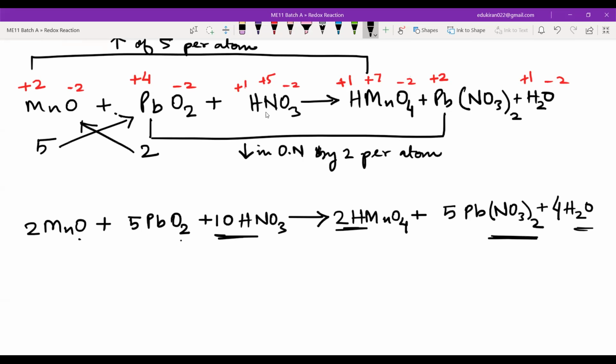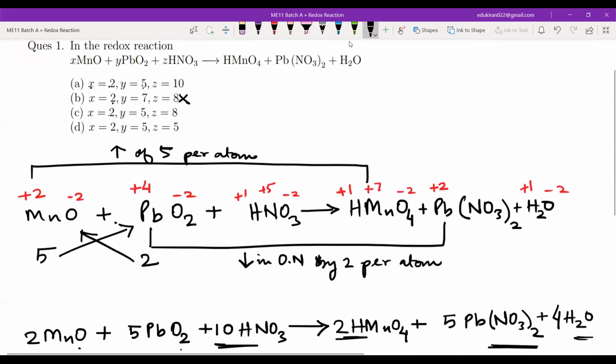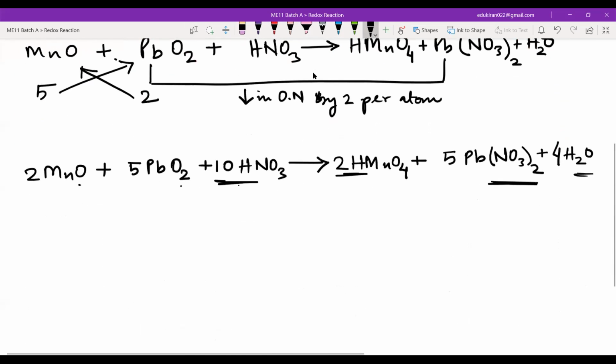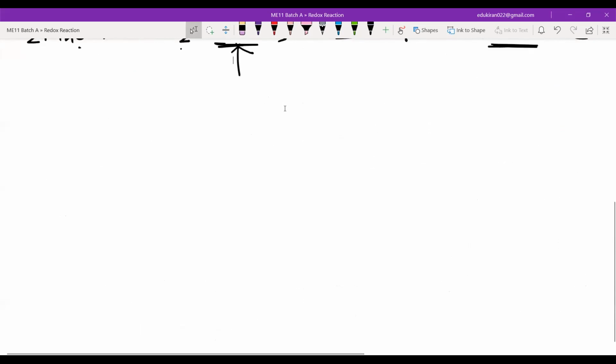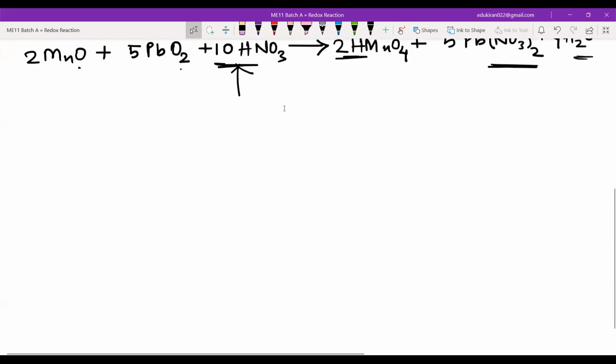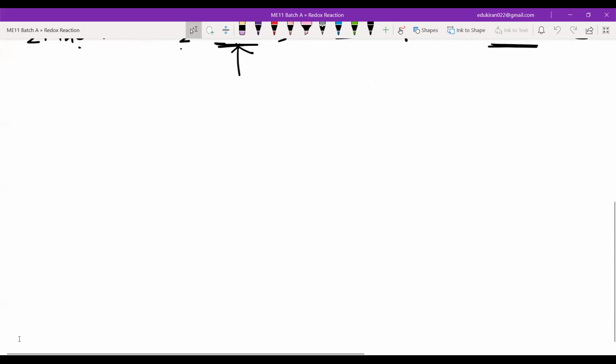Yes, sir. Okay. Now let us write another method, which is the ion electron method, or the half equation or half reaction method, of balancing. Again, we will be directly starting with an example, and then we will be seeing what these steps are slowly. Ion electron method, or it is also known as the half equation method.